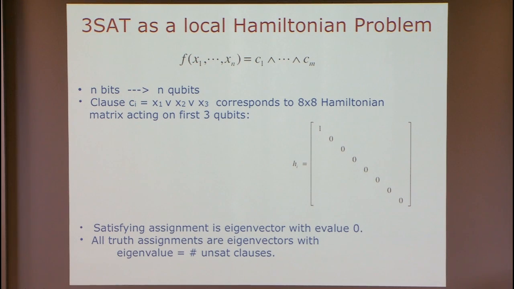all truth assignments are going to be eigenvectors. So eigenvectors are going to correspond to just n-bit strings, and each such eigenvector will have eigenvalue which is going to be the number of unsatisfied clauses. And so the satisfying assignment would be an eigenvector with eigenvalue 0. Okay, so that's the correspondence between satisfiability and local Hamiltonians.